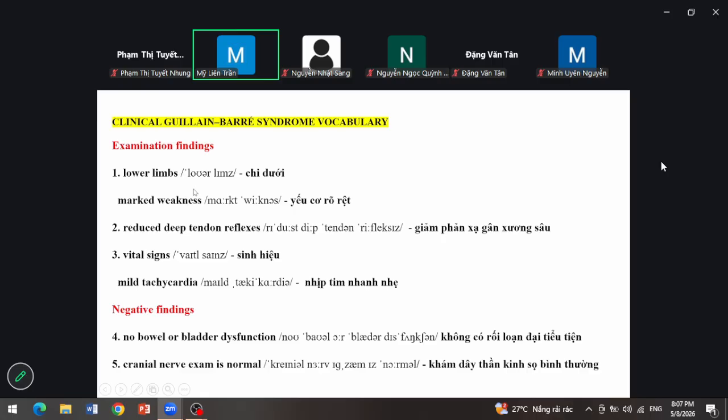Examination findings: lower limbs, marked weakness, reduced deep tendon reflexes. Vital signs: mild tachycardia. Negative findings: no bowel or bladder dysfunction, cranial nerve exam is normal.